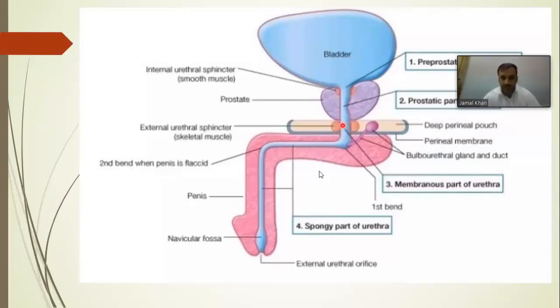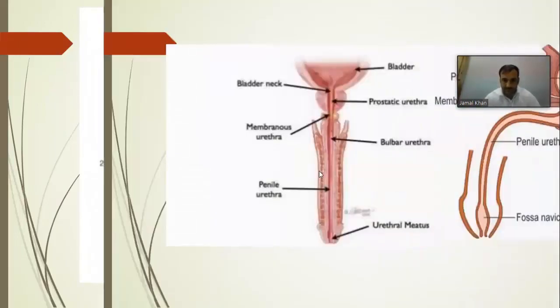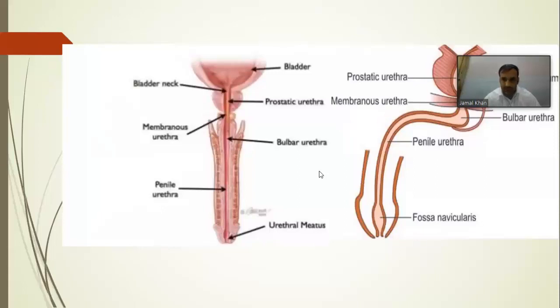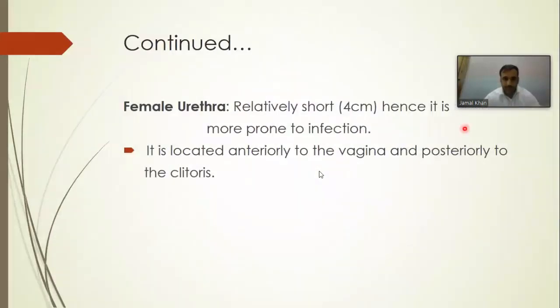Internal urethral sphincter and external urethral sphincter. Now, the female urethra. The female urethra is relatively short and starts horizontally, hence it is more prone to infection. It is located anteriorly to the vagina and posteriorly to the clitoris.